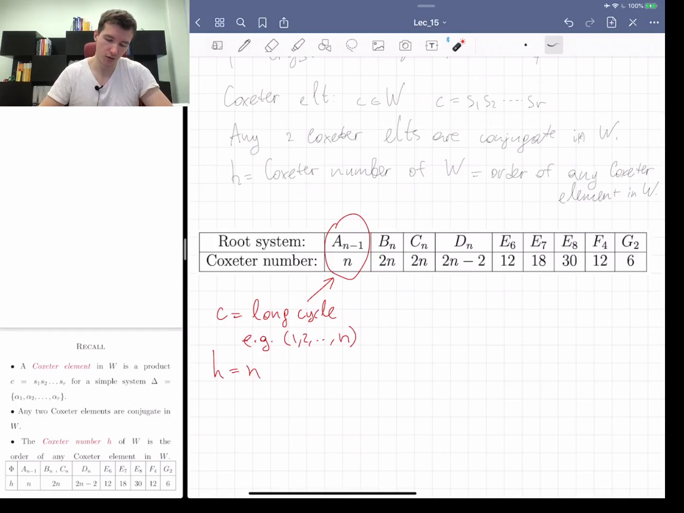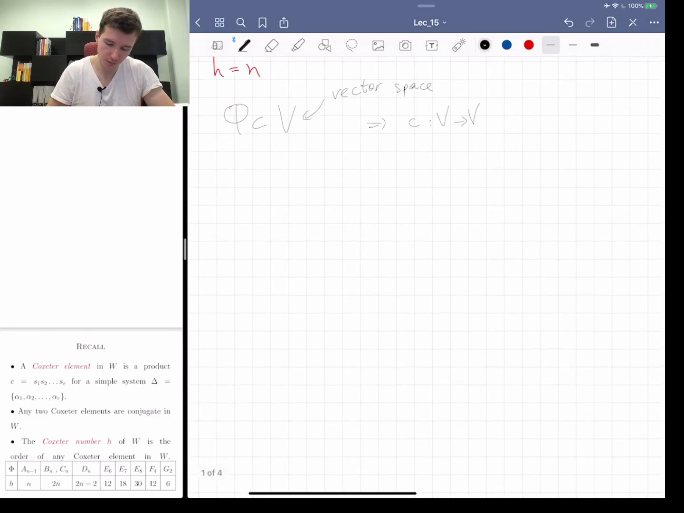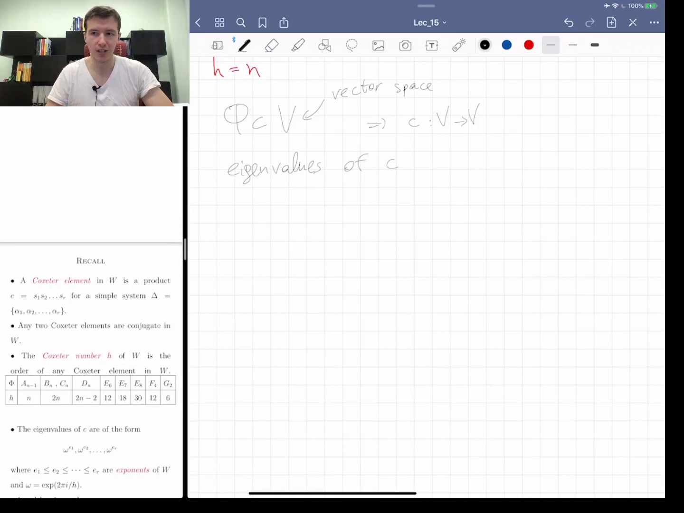So if your root system spans some vector space V, then C acts on V by a linear transformation. And therefore, we can talk about the eigenvalues of C, and they're always going to have a particular form. C is a finite order automorphism of V, so its eigenvalues have to be roots of unity whose order divides h, basically.